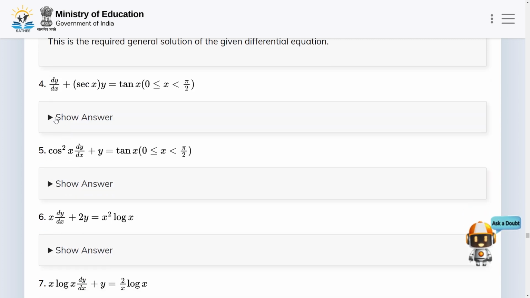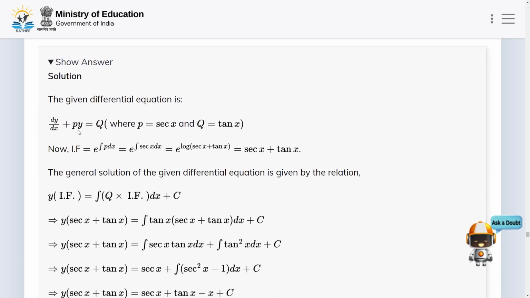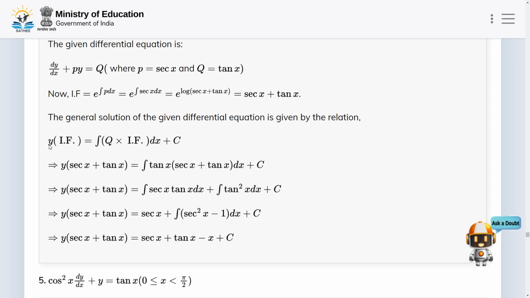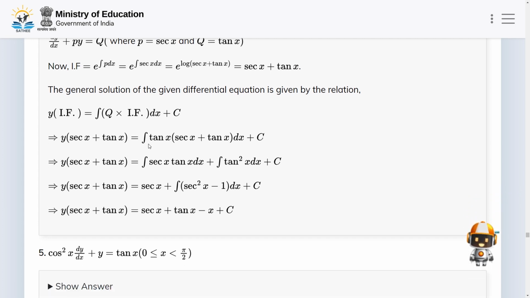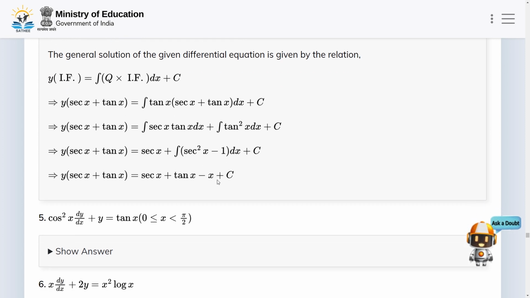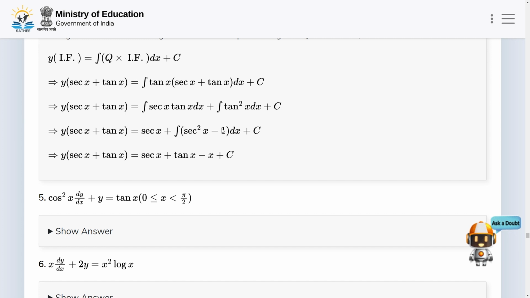Now next problem, p will be sec x, q will be tan x. So integrating factor will be sec x plus tan x. Clear? Sec x plus tan x. So using this, you will have y times (sec x plus tan x) is equal to integration of tan x multiplied by (sec x plus tan x) dx plus c. After distributing, you will have integration of sec x tan x and tan square x. This integration is just sec x. For this integration we have to replace tan square x by sec square x minus 1. Now you know this integration is tan x and this integration is just x. You will have your general form as this.